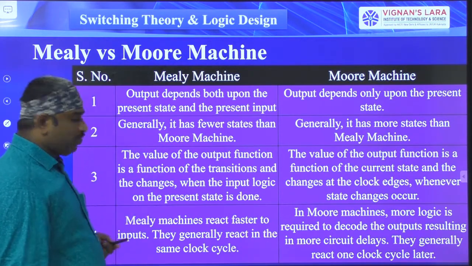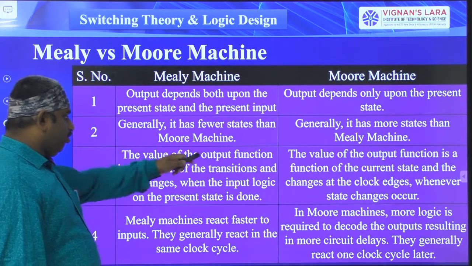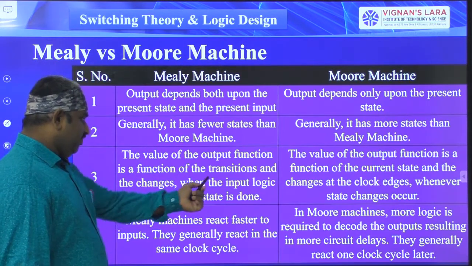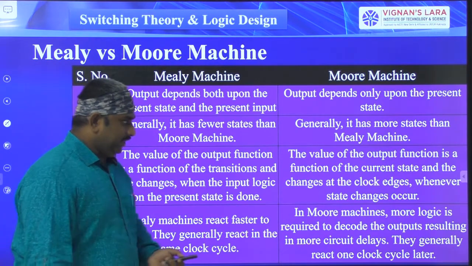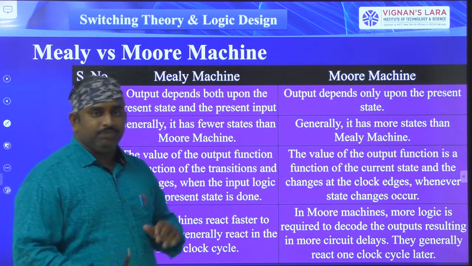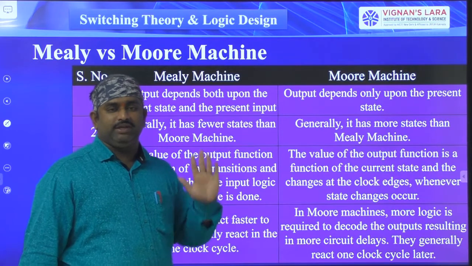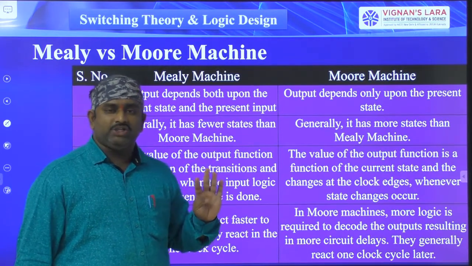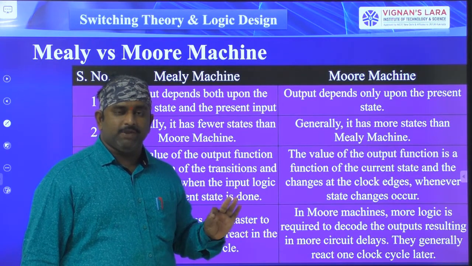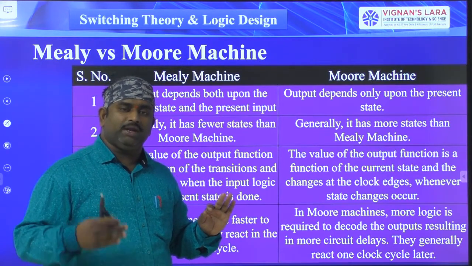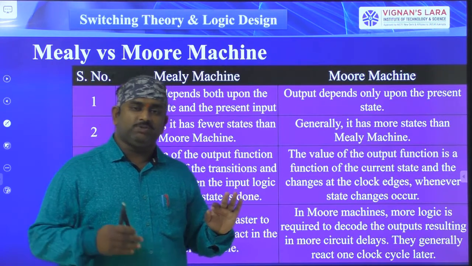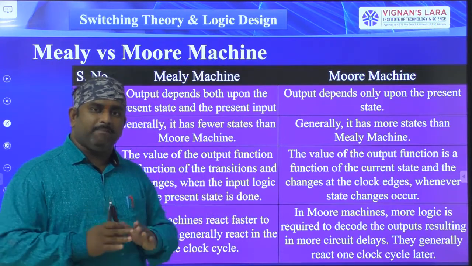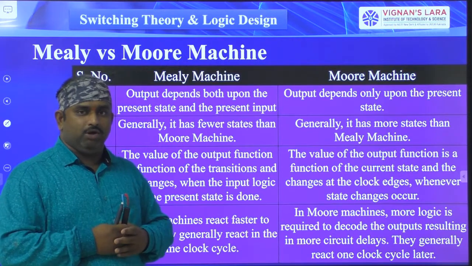Next, coming to the third one. The value of the output function is a function of the transitions, which change when the input logic is applied. So here the output of the Mealy machine completely depends upon the input function, as I said just now. And next, coming to the state of the system, whenever the input changes, automatically the state of the system will change based on the state behavior also. Here the states and the inputs both combinedly work to change the output.